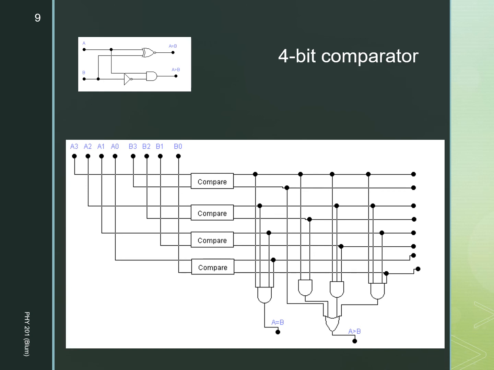And so we are taking all these scenarios finally and putting them into an OR gate, and that is our output for A greater than B.